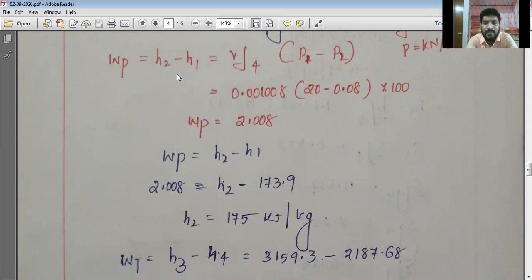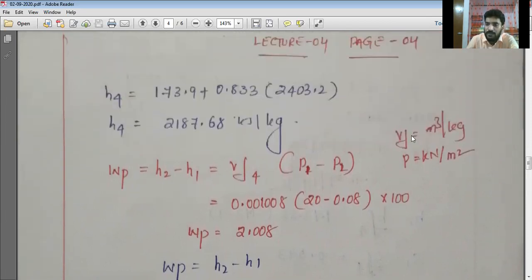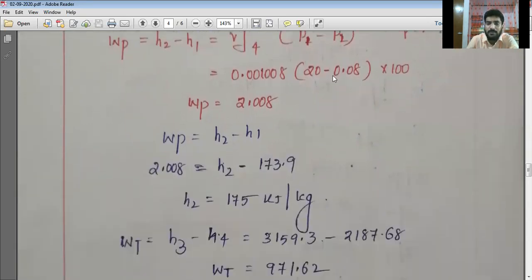But again in this equation, the pump work is an unknown value and H2 is also an unknown value. Again I can write that pump work is equal to VF4 into P1 minus P2. This value is taken from the steam table. You know the pressure difference, 20 minus 0.08, is around 19.2. Why am I multiplying here by 100? The VF unit is meter cube per kg and the pressure unit is kilonewton per meter square. That's why this is the unit conversion. Finally, I got the WP as 2.008.